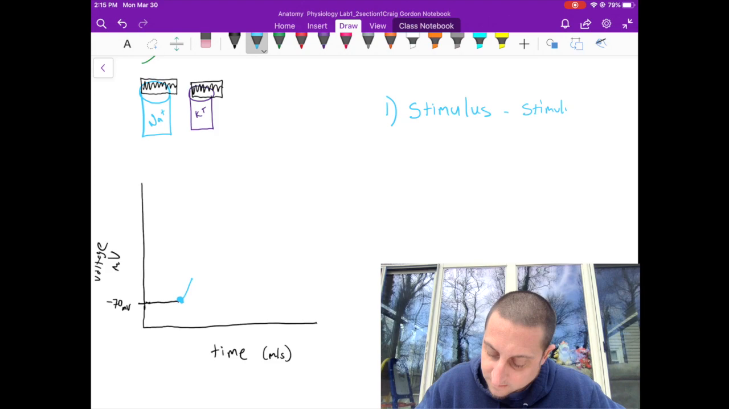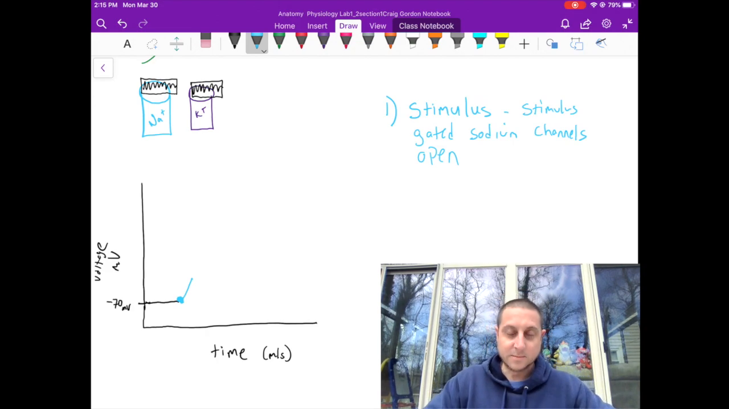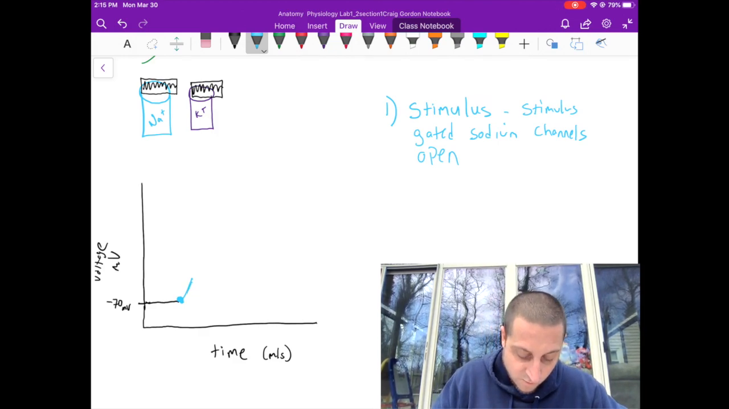Stimulus-gated sodium channels open. So what does that mean? We start to let sodium into the neuron. It means the neuron starts to get more positive, as we could see over here. So we're getting more positive, right?